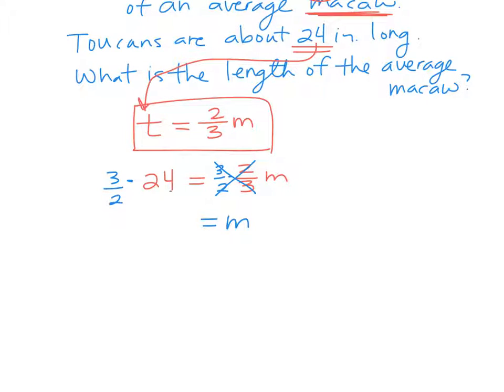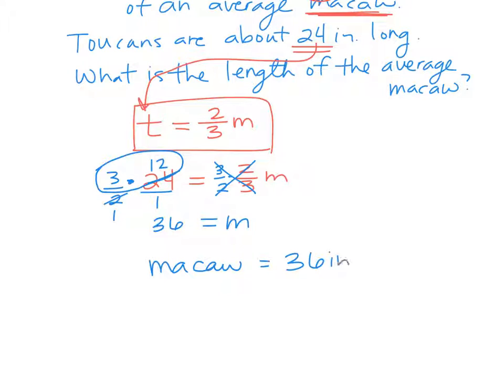Now you just need to simplify this. So 3/2 times 24/1. And again, you can multiply across right now, or you can cancel if you want to reduce a little bit. So 24 and 2 would be 1 and 12. And then you just multiply. What's 12 times 3? 36, right? So the length of an average macaw is 36 inches.